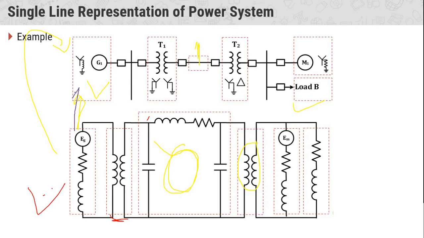This block is referred to this symbol. This is a transformer. This block refers to a transmission line, and this is transformer 2. This is a motor block, and this is a simple load connected to this bus. I think everybody understands this representation of a single line using symbolic representation.